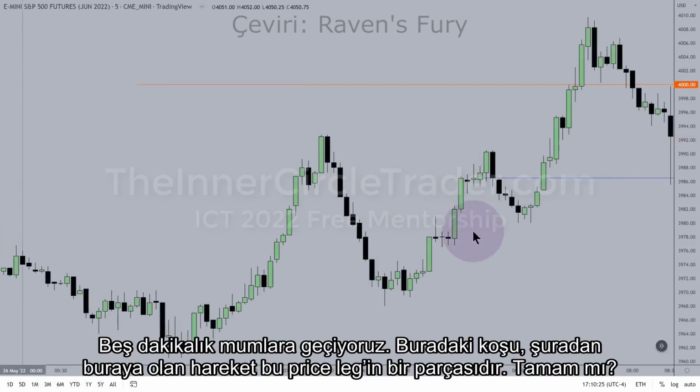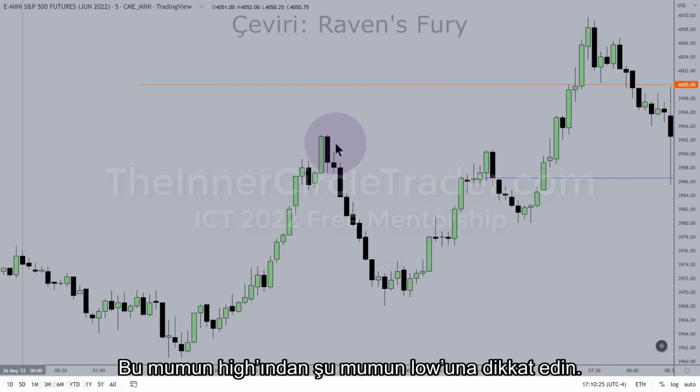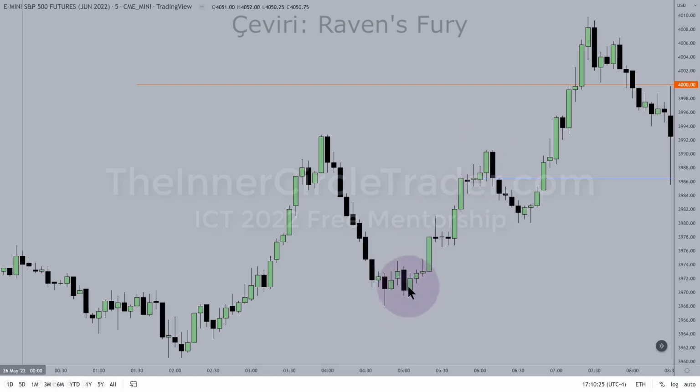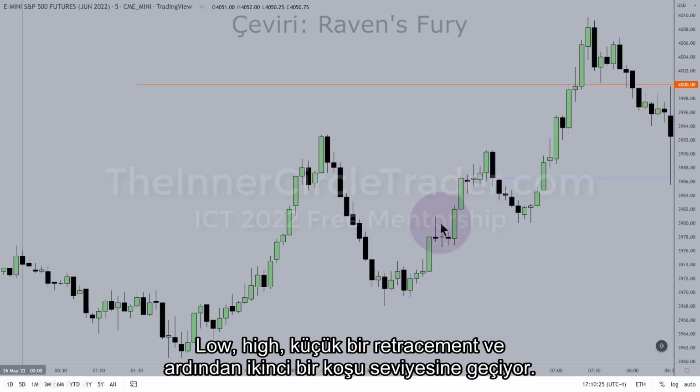Into the 5-minute candle. This run here to here. This price leg is part of this price leg. Okay. Notice how this candle's high to this candle's low, that range right there has one single pass, whereas this one has one, two. Notice that? Low, high, small little retracement, and then a second level of running.